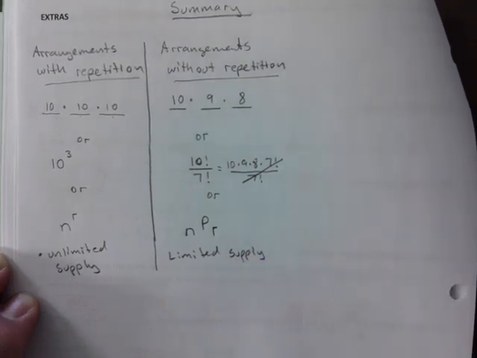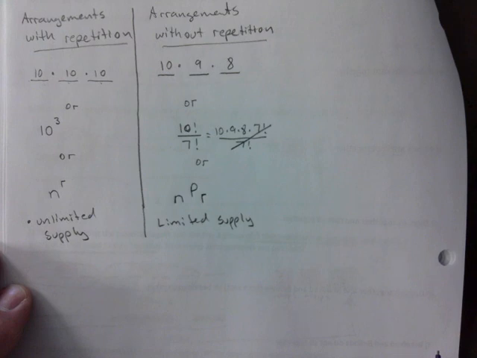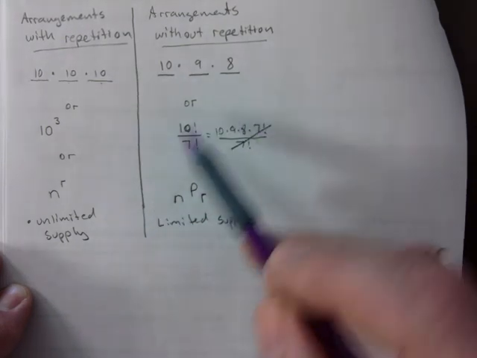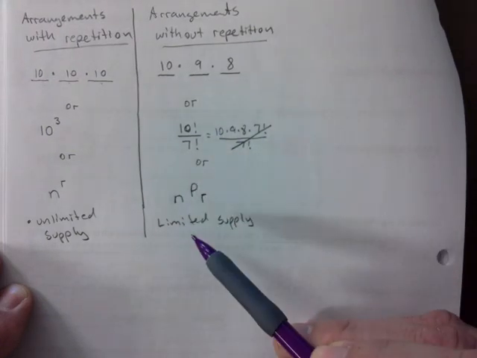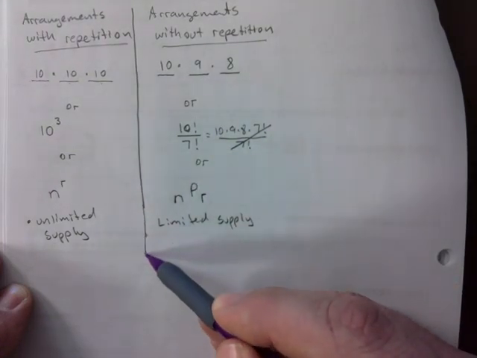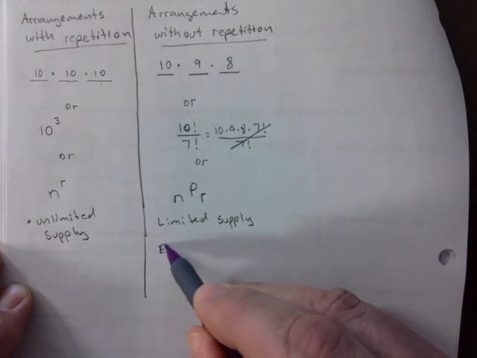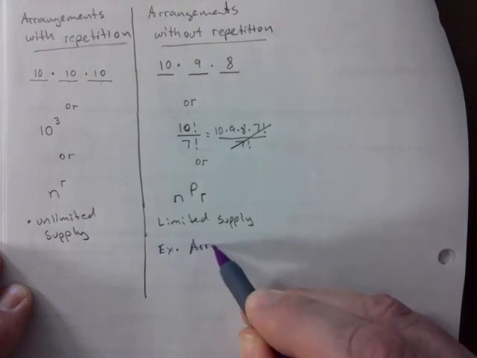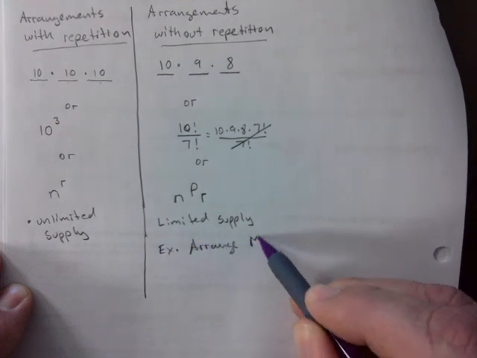And why am I using that wording? Well, when it's saying, hey, you've got a word, let's say math. How many ways can you arrange the letters in the word math? You are limited to just those letters, right? So it's a limited supply. Automatically, you should be thinking, oh, we're in this category here. So for example, arrange math, right?